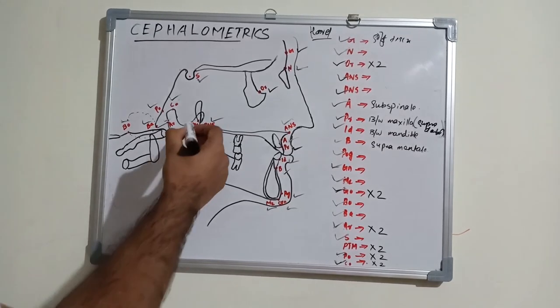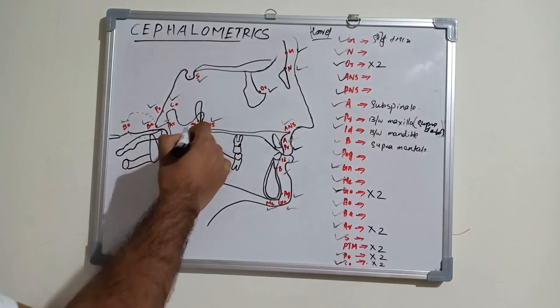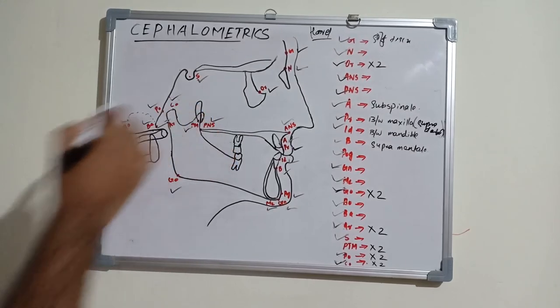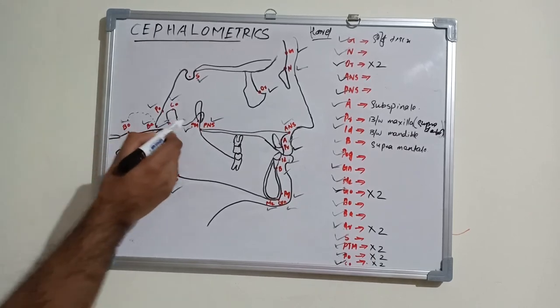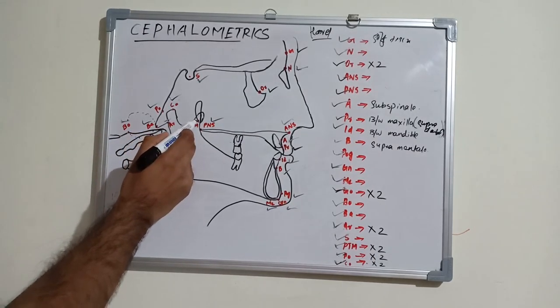The last point is the PTM point. So here you can see the PTM point. PTM is also bilaterally present, and is present on the pterygomaxillary fissure. At the most inferior point of the pterygomaxillary fissure is PTM. So this is PTM.